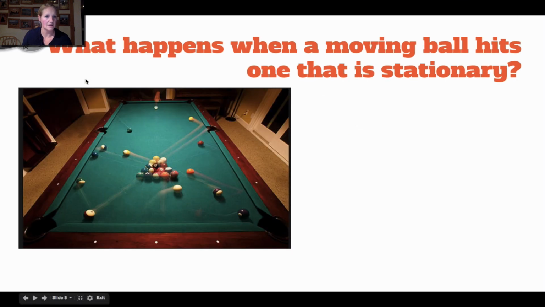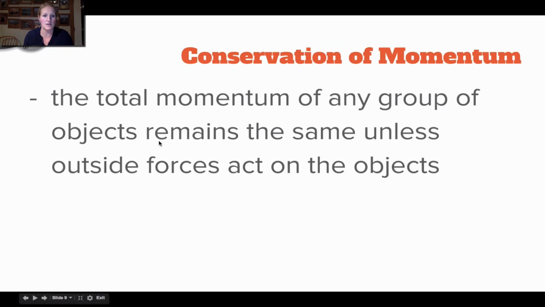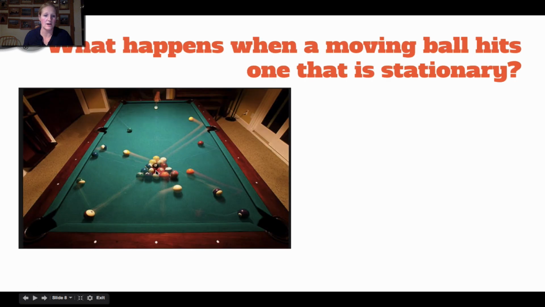So with that said, let's talk about what happens. To take momentum a bit further, what happens when a moving ball hits a ball that's stationary? If you look at this, you hit the cue ball, I think is what it's called. It bumps into all of these balls that are stationary. They move, right? We know that they are going to move. And the reason is because the momentum of a moving object is transferred.